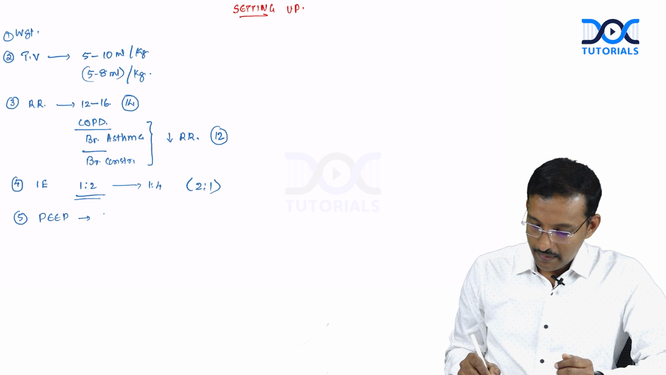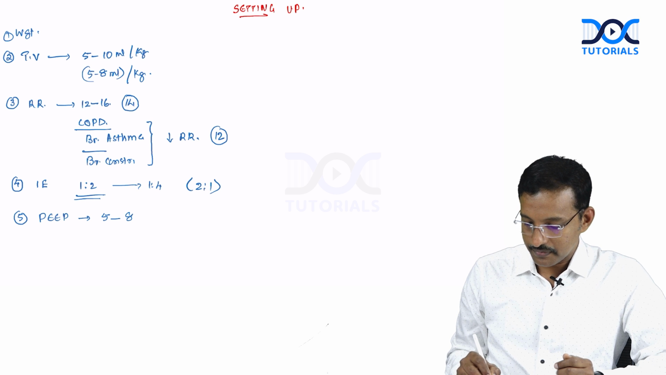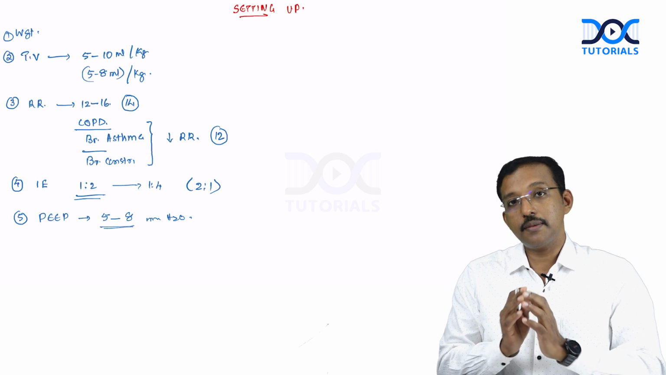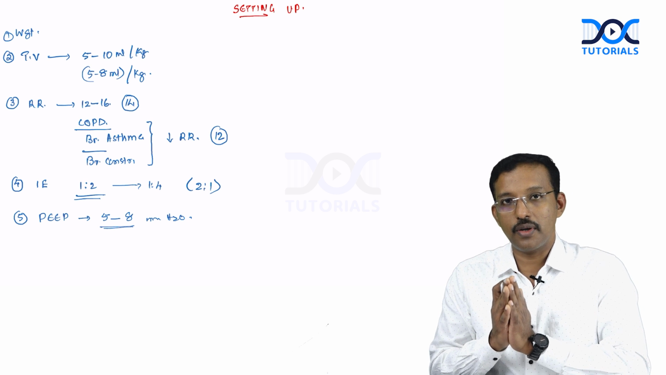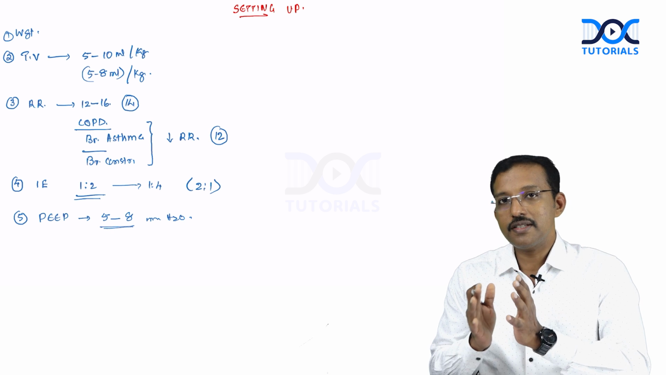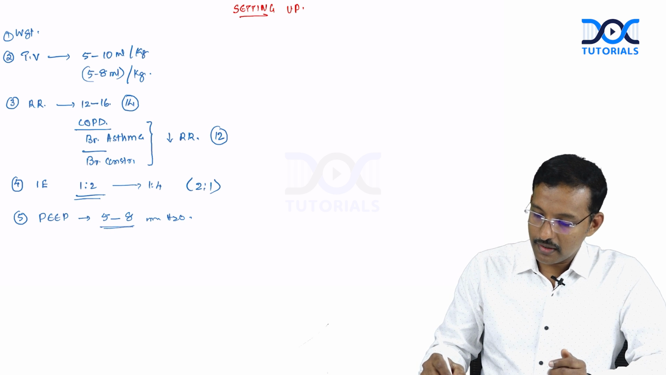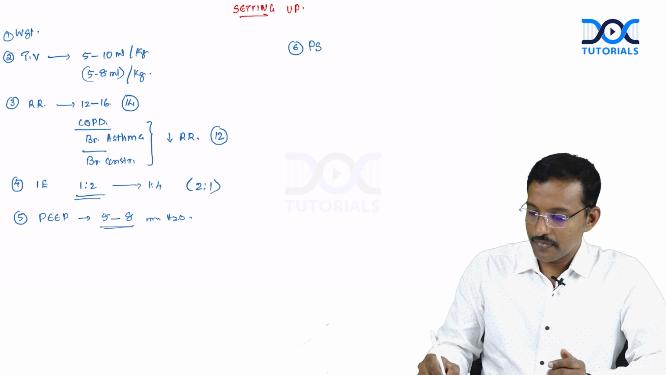So to learn, study it as 5 to 8 millimeters of mercury, which is the PEEP normally kept for any patient to start with ventilation. We will study this. Now, other than this, we have one more thing which is called pressure support.